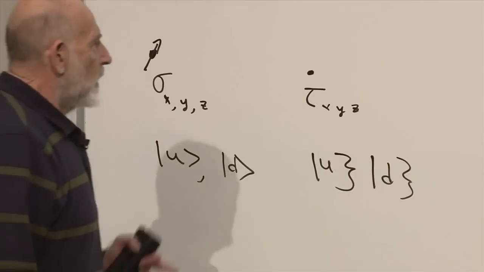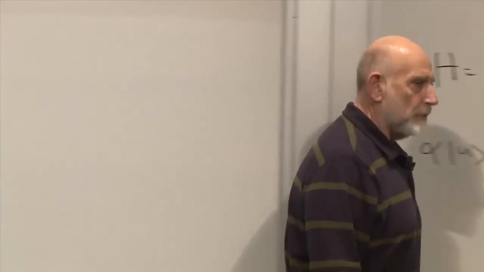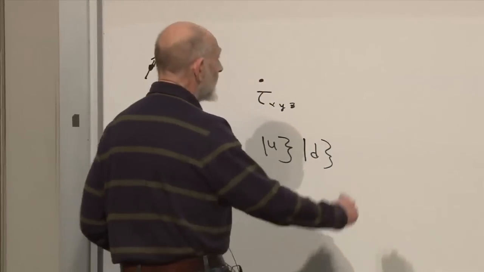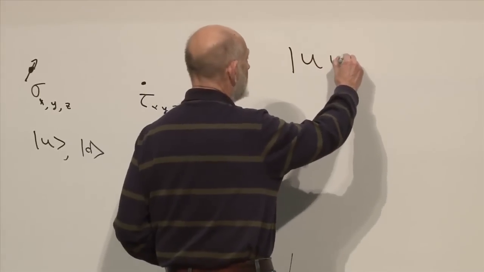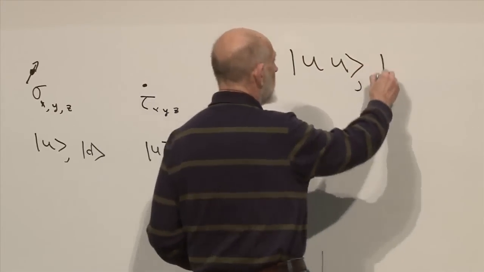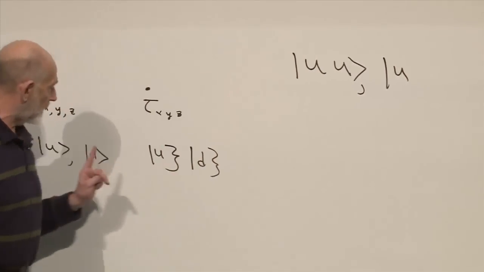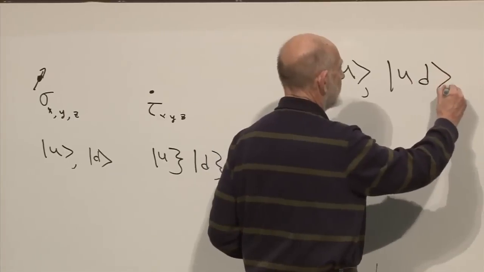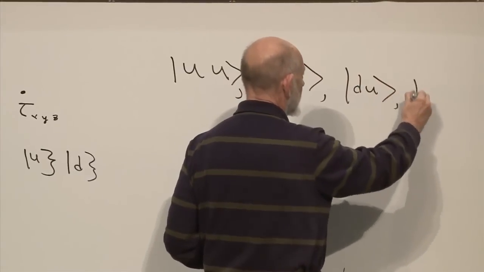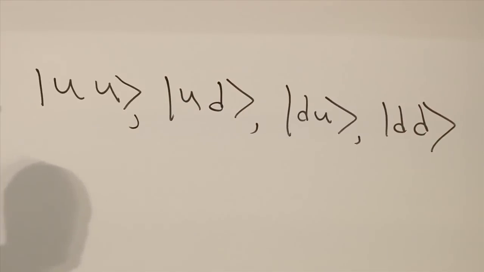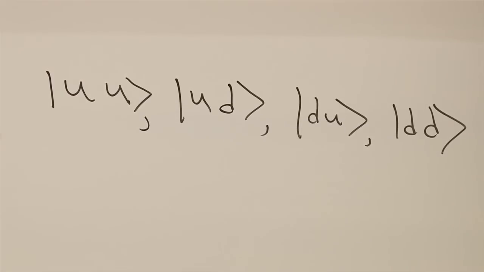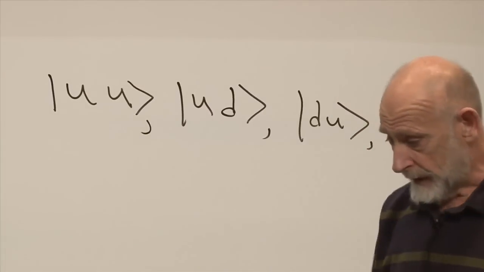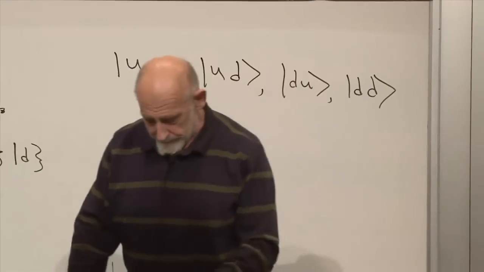So, good. What are the basis vectors for the combined system? If we put the systems together, what are the basis vectors for the combined system? There are four of them. 2 times 2 is 4. And what are they? They are states in which both spins are up. That's one of them. I'll always take the first entry here to correspond to sigma, and the second entry to correspond to tau. Up, down. Down, up, and down, down. That's the four basis vectors, each basis vector carrying two labels now, a sigma label and a tau label. That's the idea, and it's a very reasonable idea.